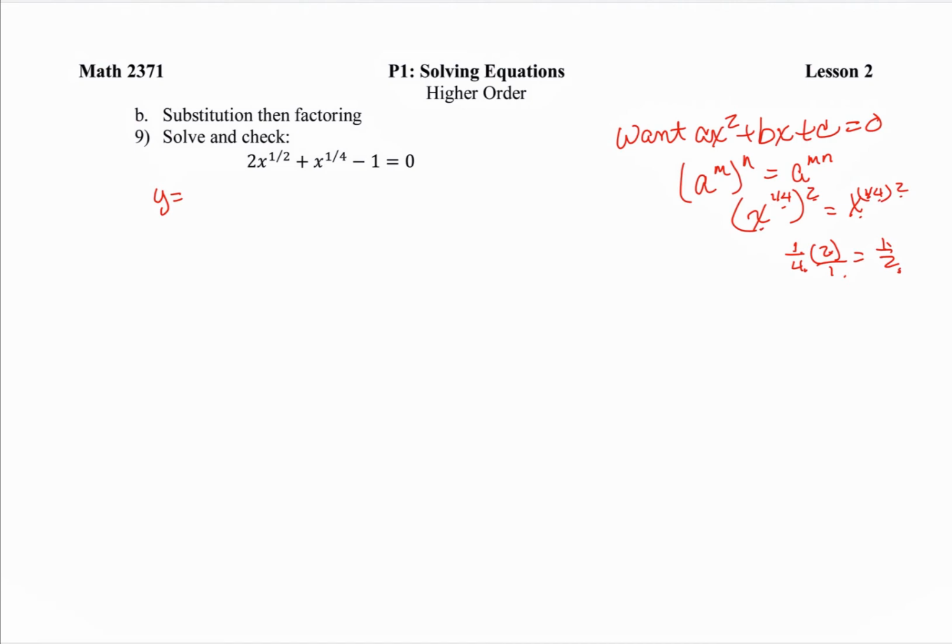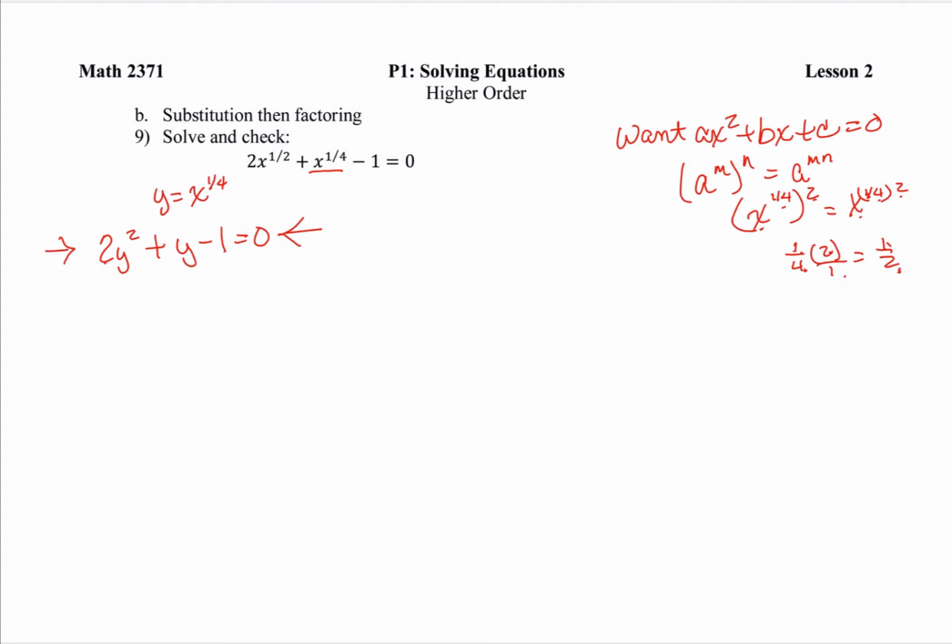I'm going to let y equal x to the 1/4. So y is going to be my middle term. So then what I'm saying is I have 2y squared plus y minus 1 equal to 0. So this is the quadratic that I'm going to solve, so that I don't worry about that x to the 4th power until the end. All right, if I solve this quadratic, so now let's think about how to solve this with the AC method.